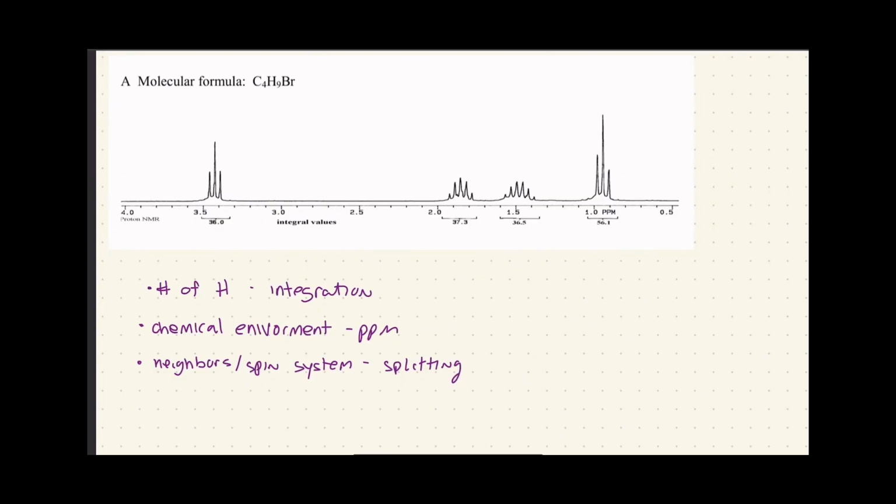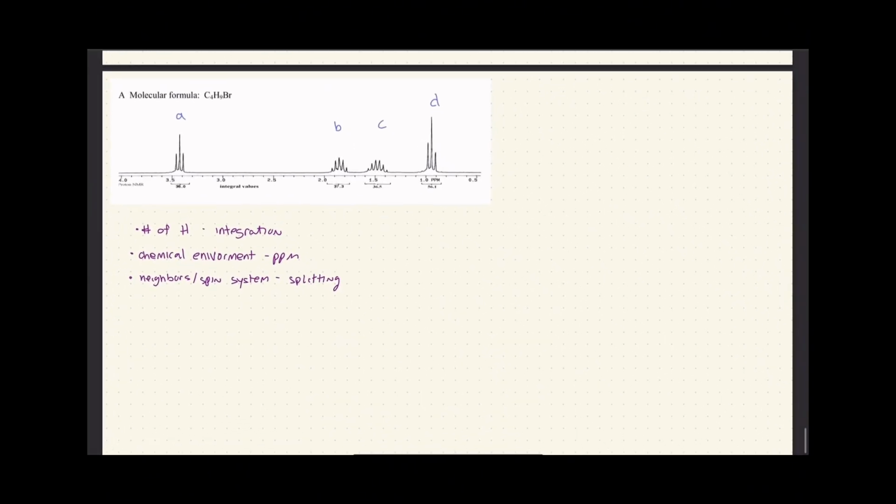I'm going to label my peaks A, B, C, and D. And I'm going to start to make a table where I have A, B, C, and D. I'm going to need the integration, the ppm, and the neighbors, or the splitting. I can also include a column for what that means for neighbors. So right now, this spectrum is not normalized. That means that there's just some random integration here that we have to normalize. Integration is going to be the area underneath the curve. So that's going to be coming from this number here.